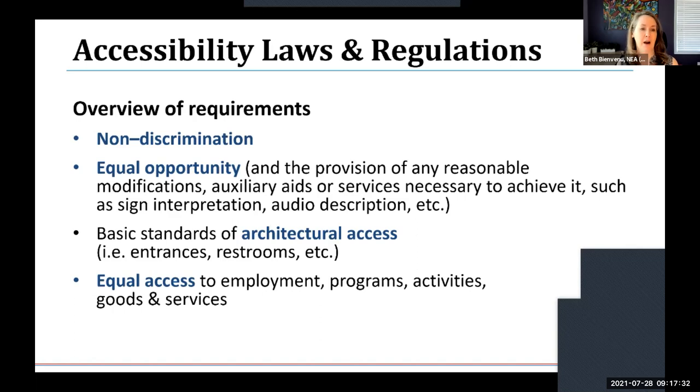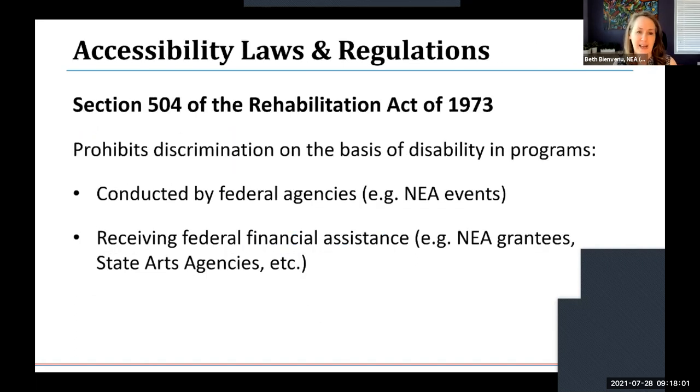The general requirements are non-discrimination, equal opportunity, and the provision of any reasonable modifications, auxiliary aids or services necessary to achieve it, such as sign language interpretation, audio description, et cetera. It also includes basic standards of architectural access, such as entrances, rooms, et cetera, and equal access to employment, programs, activities, goods, and services.